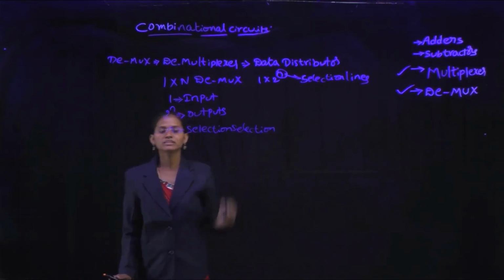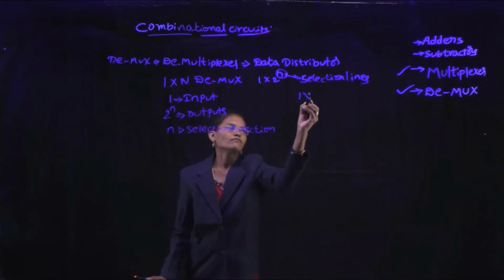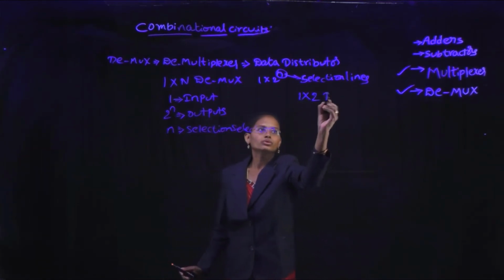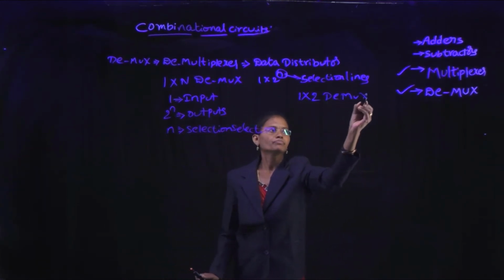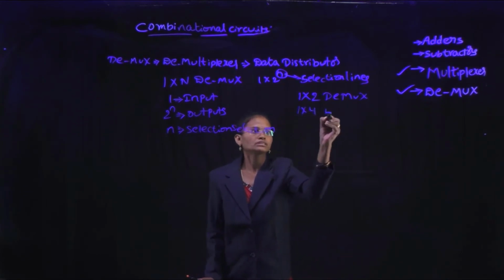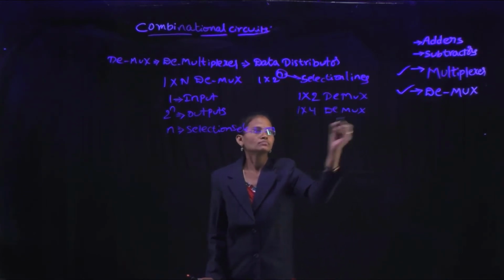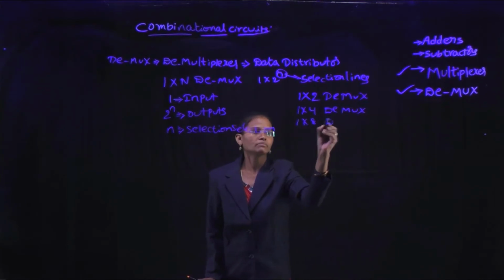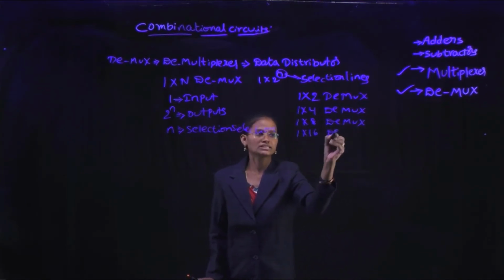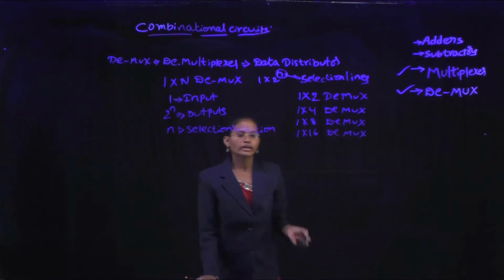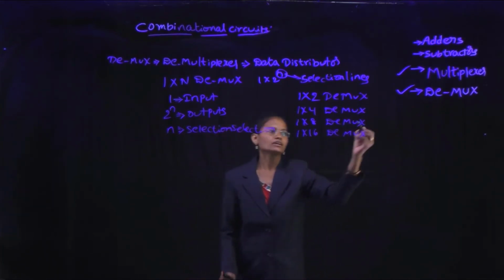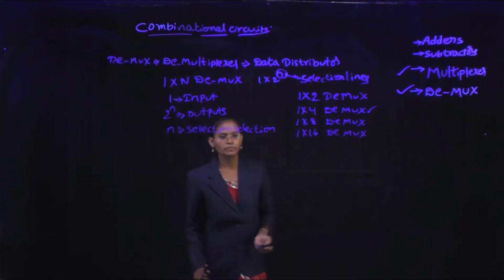Here the demuxes are the 1 by 2 demux, 1 by 4 demux, 1 by 8 demux and 1 by 16 demux. Okay, now I will explain the 1 by 4 demux.